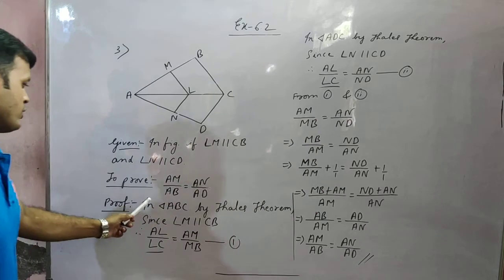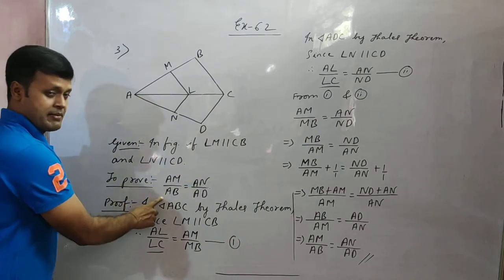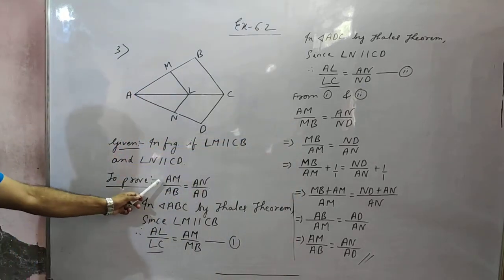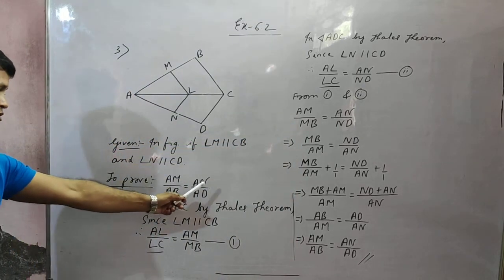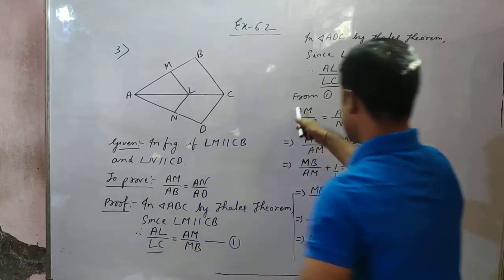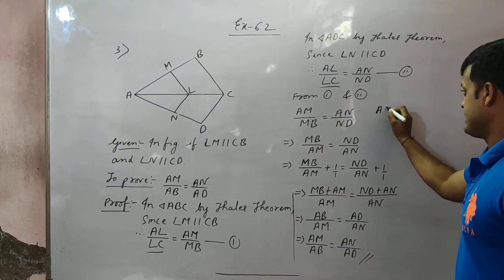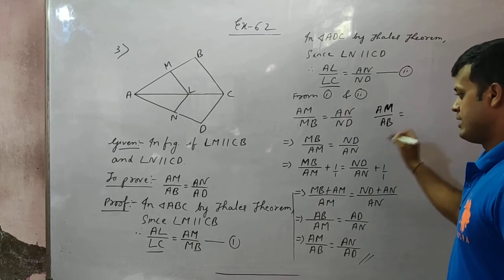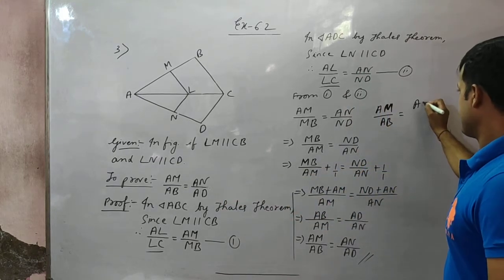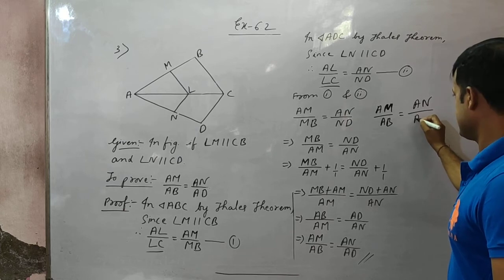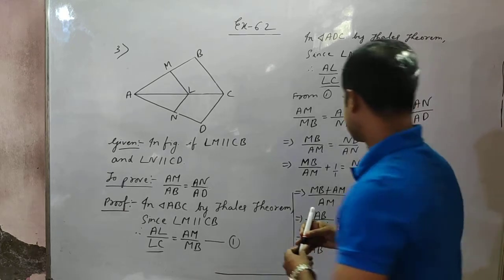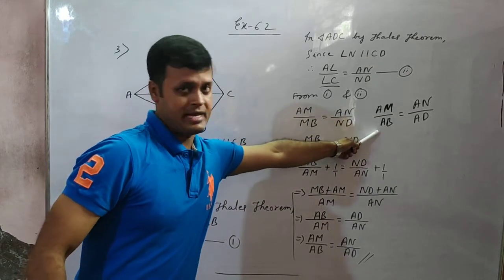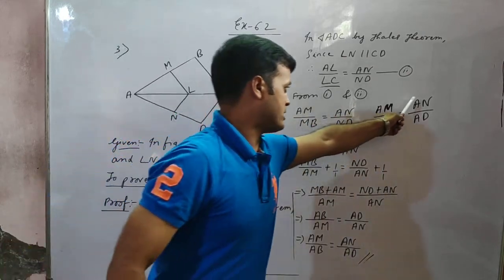So now what do we need actually? We need AM by AB, and AN by AD. Now you see AM here also AM, and here also AN. That means we got AM by MB, but we need AM by AB, and here we need AN by AD, isn't it? We got AN by ND, but we need AN by AD.